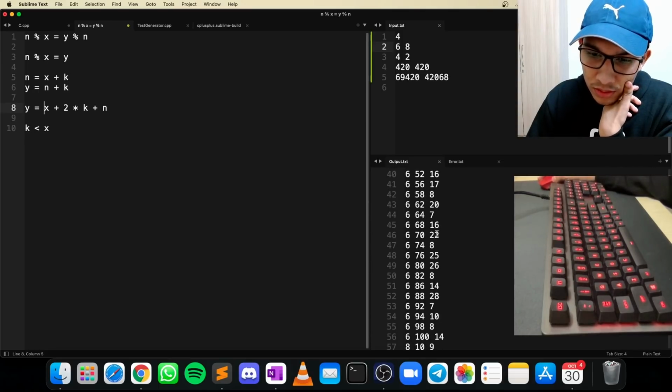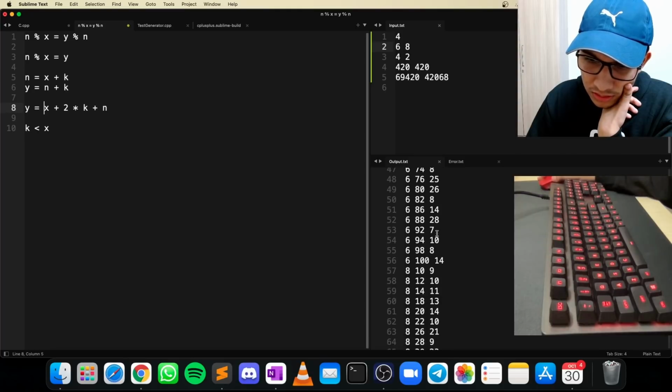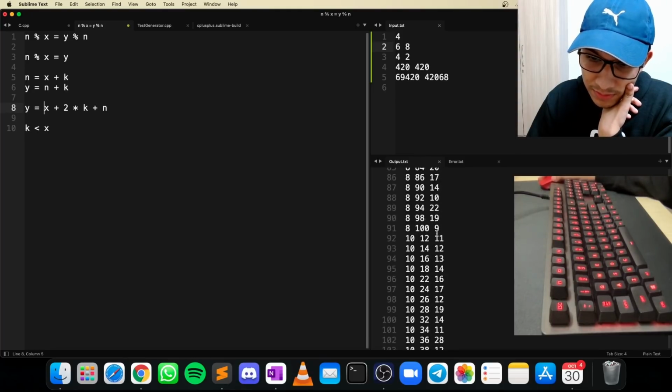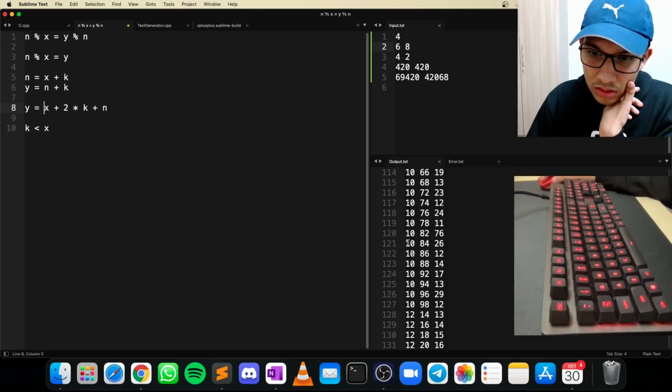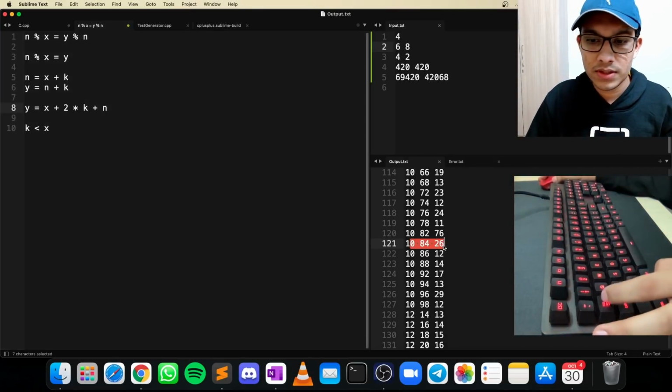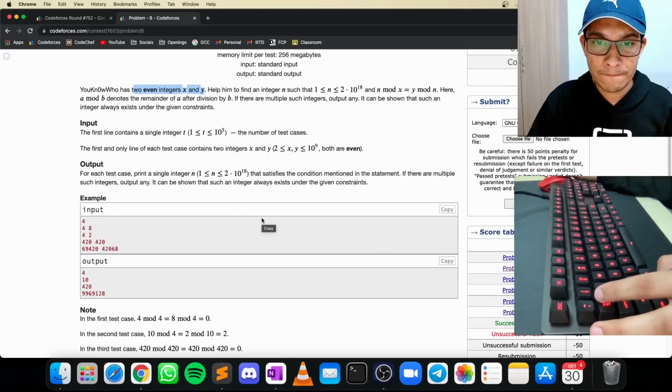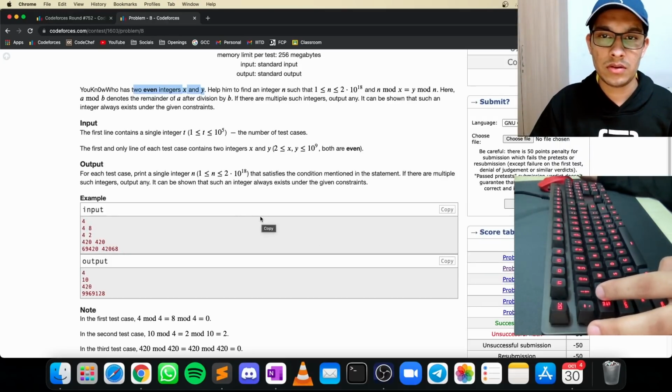But I think if you look at all these numbers, these are pretty small. The answer is achievable in very small numbers. That is the thing here. Here it took like 16 steps. Both are even.